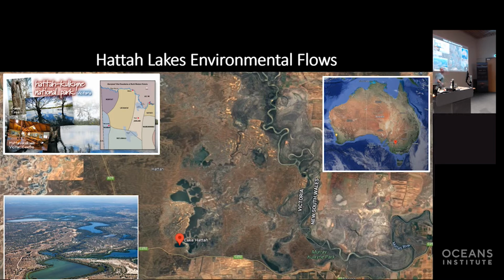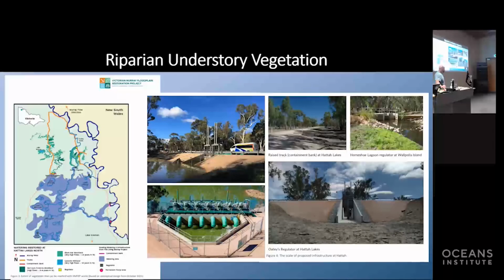It's an icon site. Historically, it would have been flooded probably annually by small, medium, and large floods, right? And now, because of all the water that's extracted and river regulation, the only flooding it gets is by very large floods. Since it's an icon site, and there is a desire to keep it as a wetland, there's an environmental flow program.